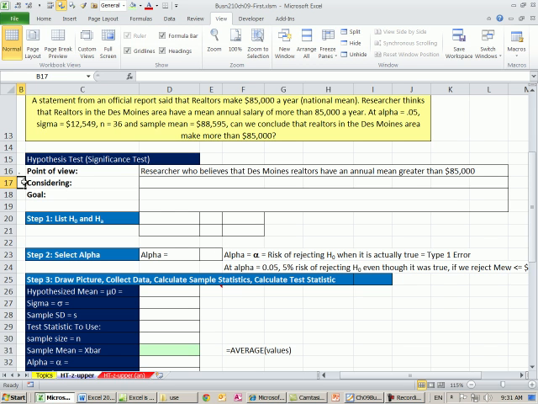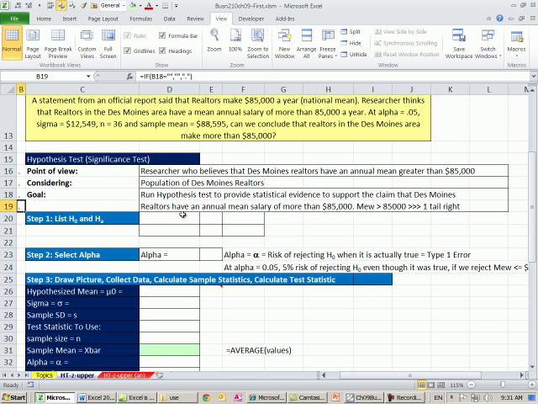Now, what are we considering here? We're considering the population of Des Moines realtors. Even though we have this statement from a national average, we want to consider the population for Des Moines realtors. And what is our goal? Our goal is to run a hypothesis test to provide statistical evidence to support the claim that Des Moines realtors have an annual mean salary of more than $85,000.